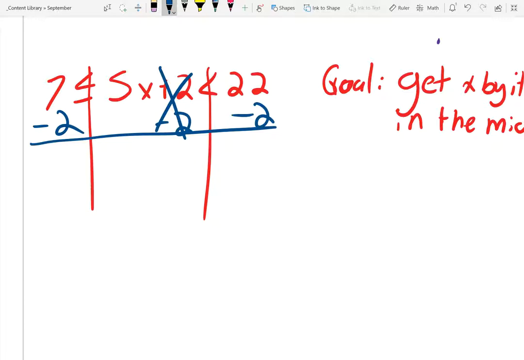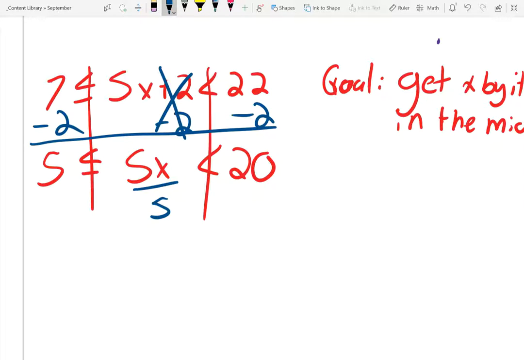So 7 minus 2 is going to make 5. Still less than or equal to, but now since the 2's gone, it'll just be 5x in the middle. Less than 22 minus 2 is 20. So now I got to get rid of the 5. Since it's 5 times x, I will just divide by 5, and I can cancel it out. But don't forget, just like with the minus 2, we have to do the dividing by 5 on all parts. So on the left side, 5 divided by 5 is 1. It's still less than or equal to, and then here in the middle is just x because we got rid of the 2, now we got rid of the 5, so x is by itself. Still less than, but 20 divided by 5 is 4.